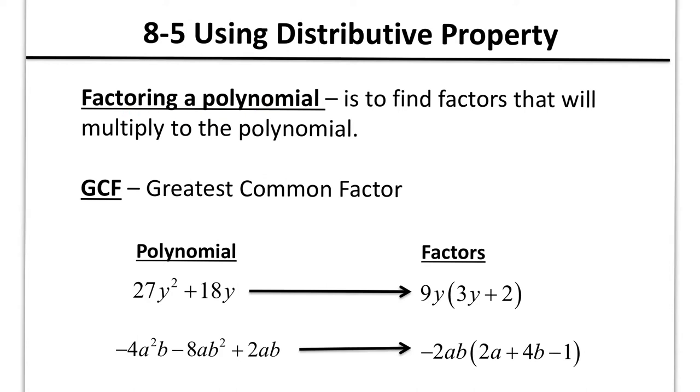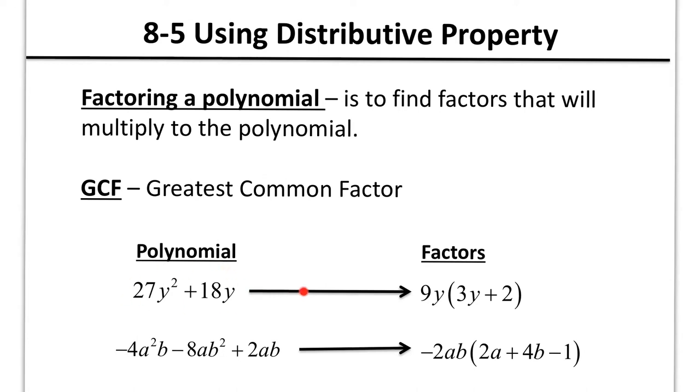Factoring a polynomial is to find the factors that will multiply to the polynomial. So when you have any polynomial, you need to find the factors that will multiply to get that polynomial. Here are two examples that you see on the bottom of the screen. If you have a polynomial, notice this here is a binomial, 27y squared plus 18y. We want to find two factors, or two different polynomials, that will multiply to this polynomial.